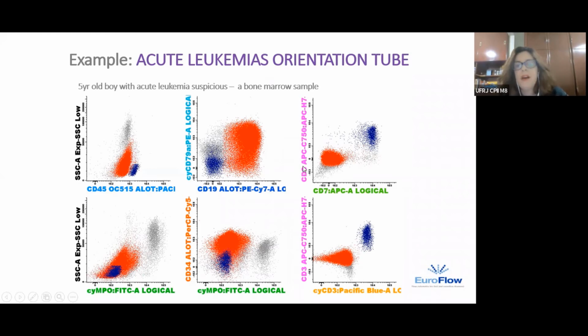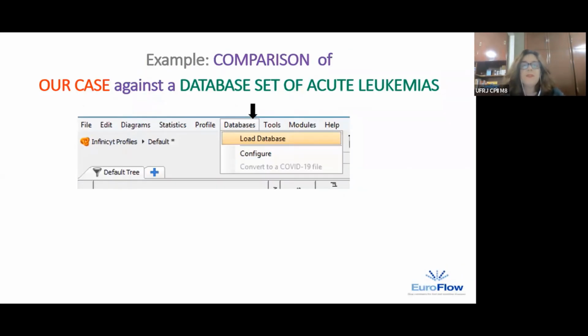In absence of CD3, CD7, and intracellular CD3, but with expression of CD34, showing that they are immature cells. But this case had a small part that has a low expression of MPO. So we can put this case in the database.